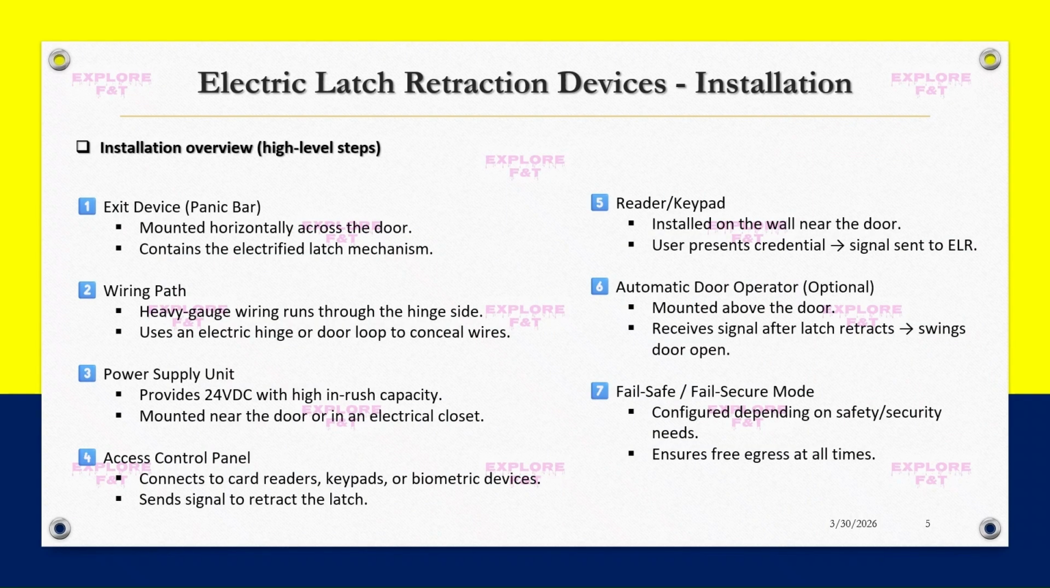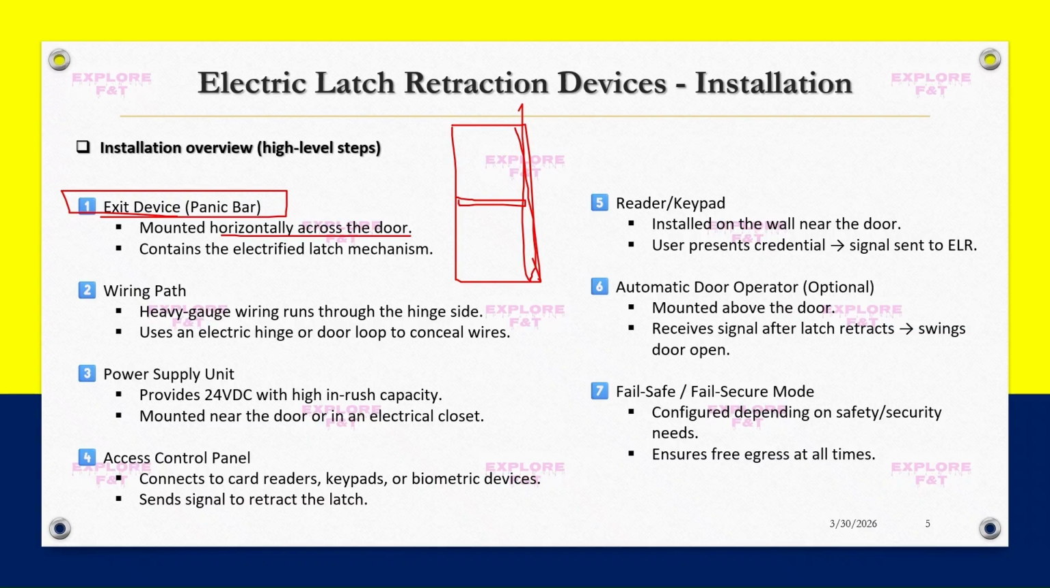Next one, installations. What are the things required for the installation? Exit devices like the panic bar are mounted horizontally, like I already told you. This is the door, so your latch detection will be this, horizontal, and one electric latch detection will be installed vertically, like this. And then the wiring path: for every door we need to do the wiring from the hinge side only. For power we need an electric transfer hinge. Use an electric hinge or door loop to conceal the wire.